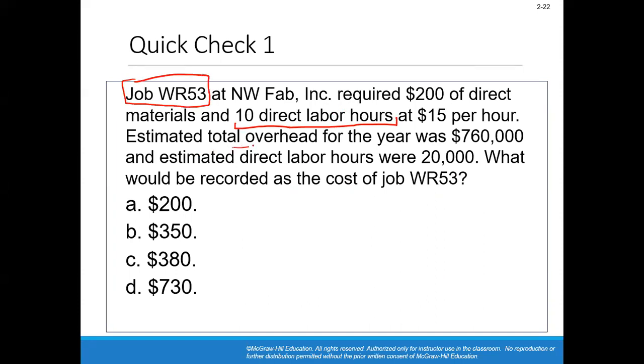But this total overhead of 760,000, fixed in nature, and the estimated direct labor hours, it is the total which includes the fixed overhead and the variable overhead. And the allocation base, direct labor hours, is 20,000. So can anyone please answer whether these estimated direct labor hours are for this job or for this company?